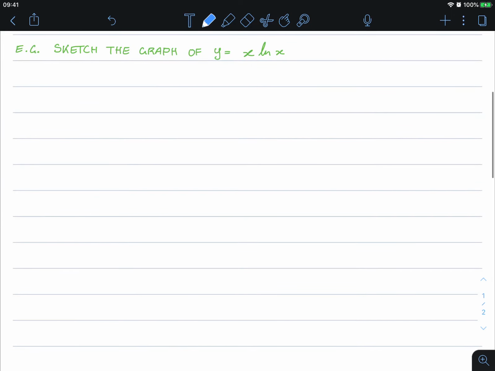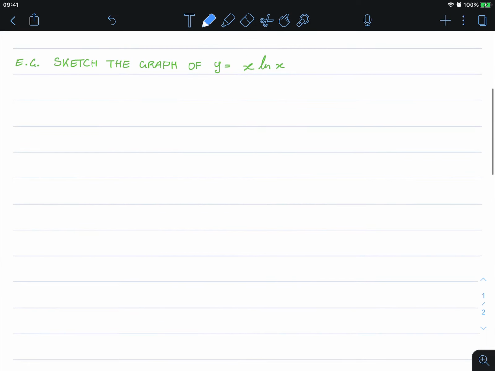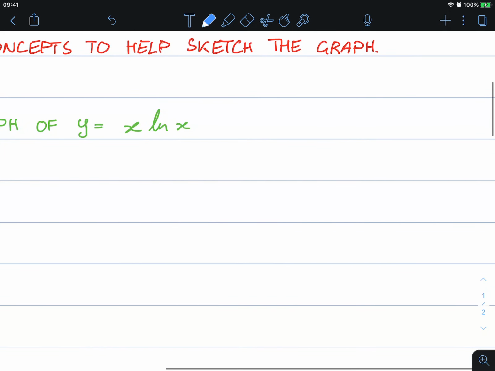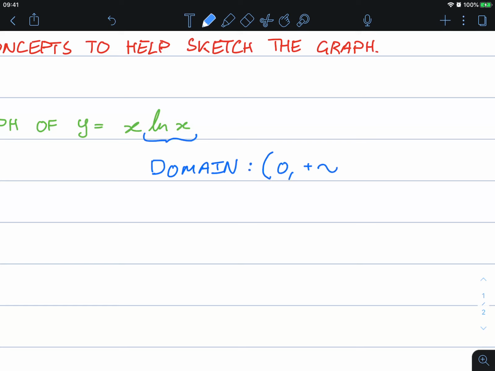Well, very plain and simply, we're going to be sketching this graph. The first thing we should consider are any restrictions that we might have. And if you guys remember with logarithms, or at least I hope you guys remember, the domain of any logarithm of any base, the domain of this is from 0, not including 0, to positive infinity.